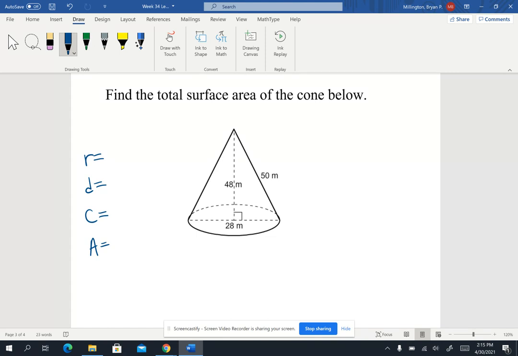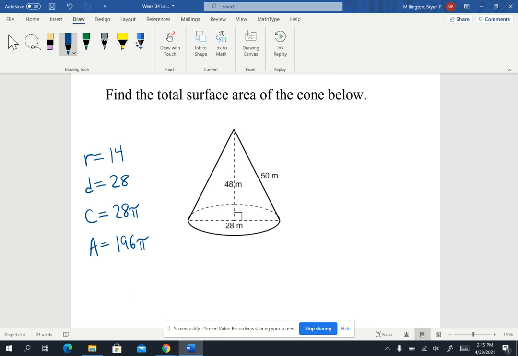They gave us the diameter in this case. The diameter was 28. That means your radius is half of that, which is 14. The circumference would be 28 pi. And then the area of the circle would be 14 squared pi. So 14 squared is 196. So our area is 196 pi.